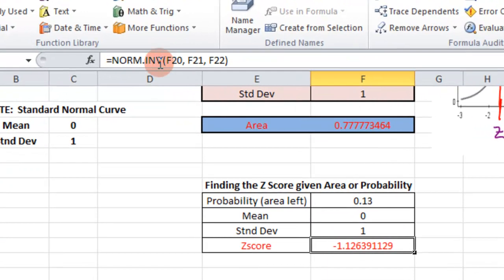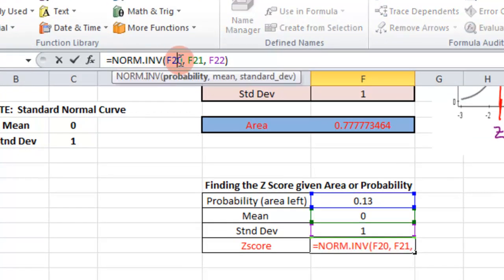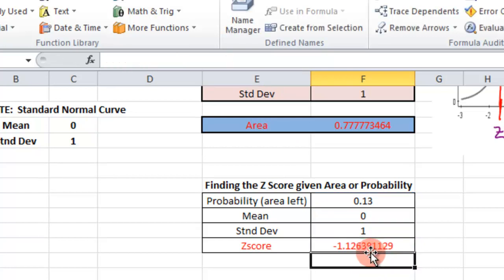Now how do I get it to do that? Well, that again is the function NORM.INV. So I go in there and type equals NORM.INV. I put the probability box, comma, the mean, comma, the standard deviation, and then that returns the z-score.